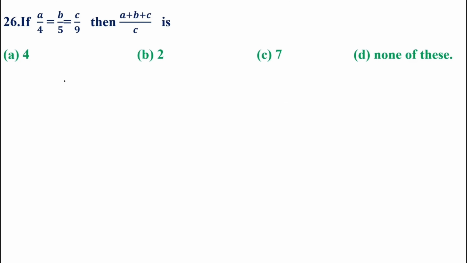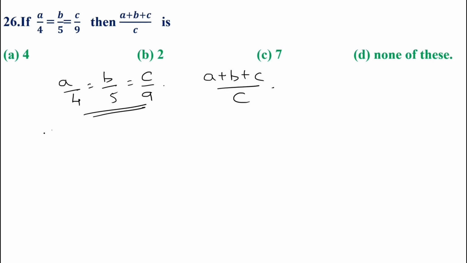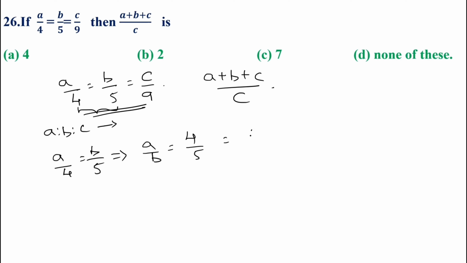They have given A by 4 is equal to B by 5 is equal to C by 9. I need to calculate (A plus B plus C) by C. So here from these equations try to find A is to B is to C. Here take two values first. This will become A by 4 is equal to B by 5. Means A by B I can take as 4 by 5, that means 4 is to 5.